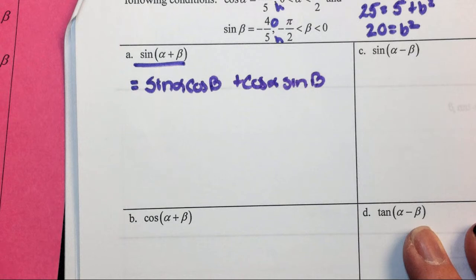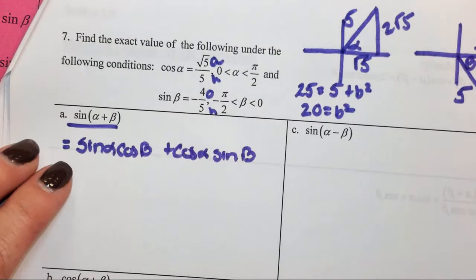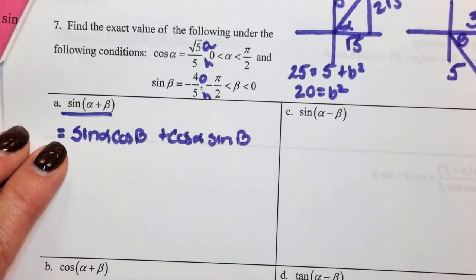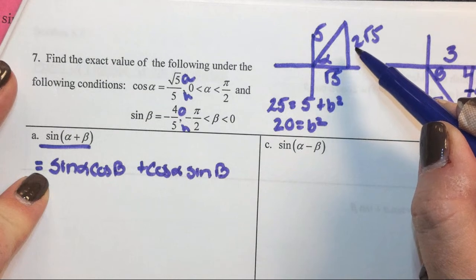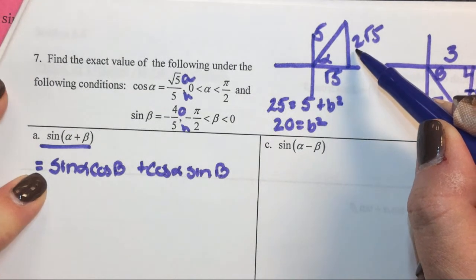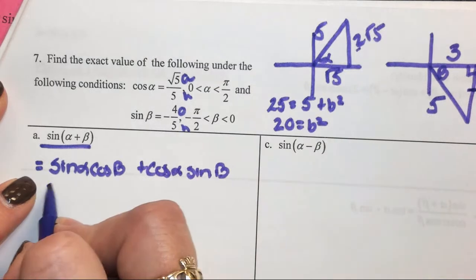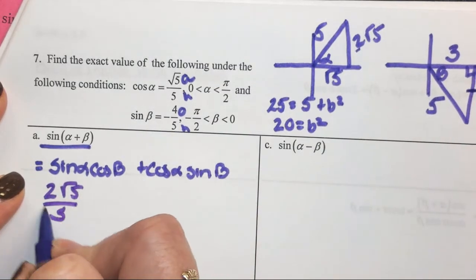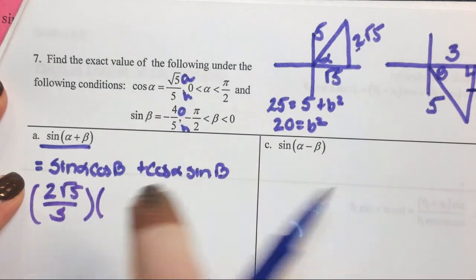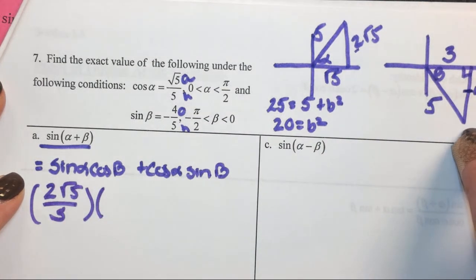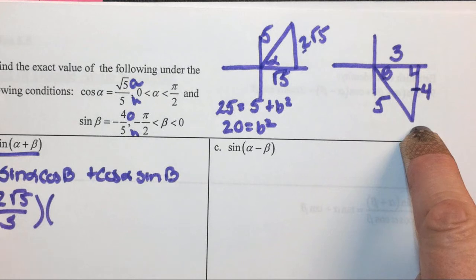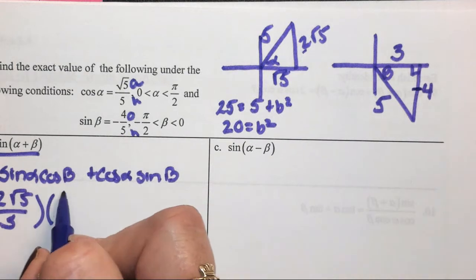Now these aren't unit circle problems, so I've got to set up the ratios from the triangles I've just drawn. I want to find the sine of alpha. Going to your alpha triangle, the sine is the opposite over hypotenuse. So what is the sine of alpha going to be? 2 square root 5 over 5, times the cosine of beta. Now go to your beta triangle. What's the cosine of angle beta going to be? Looking at adjacent over hypotenuse, 3 over 5.